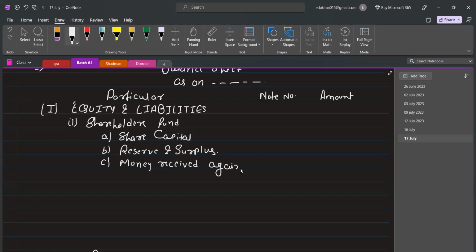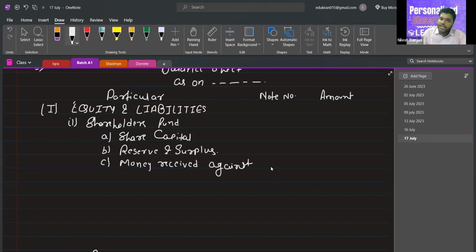After that, there is an item, share application money pending allotment. Now, with this line, you can understand the item. Can you tell me what you understand by that line?